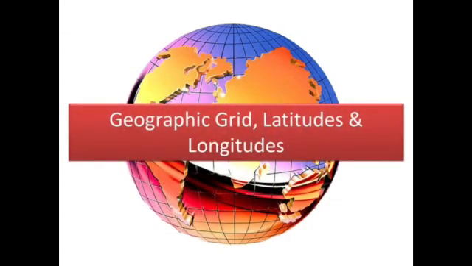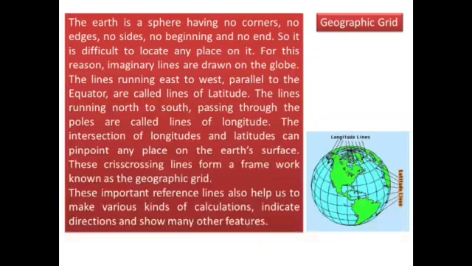Geographic grid, latitudes and longitudes. The earth is a sphere having no corners, no edges, no sides, no beginning and no end. So it is difficult to locate any place on it. For this reason, imaginary lines are drawn on the globe.